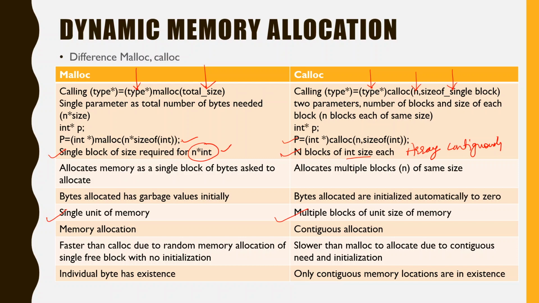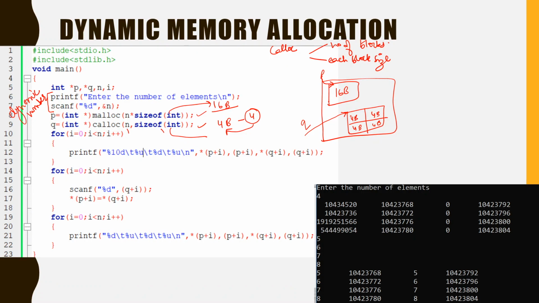You can also see that this is known as memory allocation, and this is known as contiguous memory allocation. And you can also see that bytes allocated in malloc initially have garbage values, while bytes allocated through calloc initially have zero values. With the help of this example, we have allocated some bytes with malloc to p and calloc to q. Now we print the values at these bytes initially.